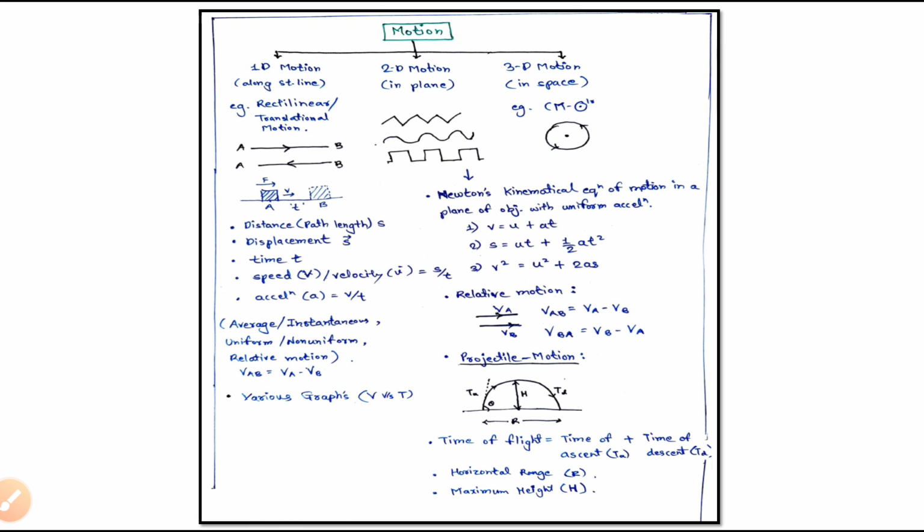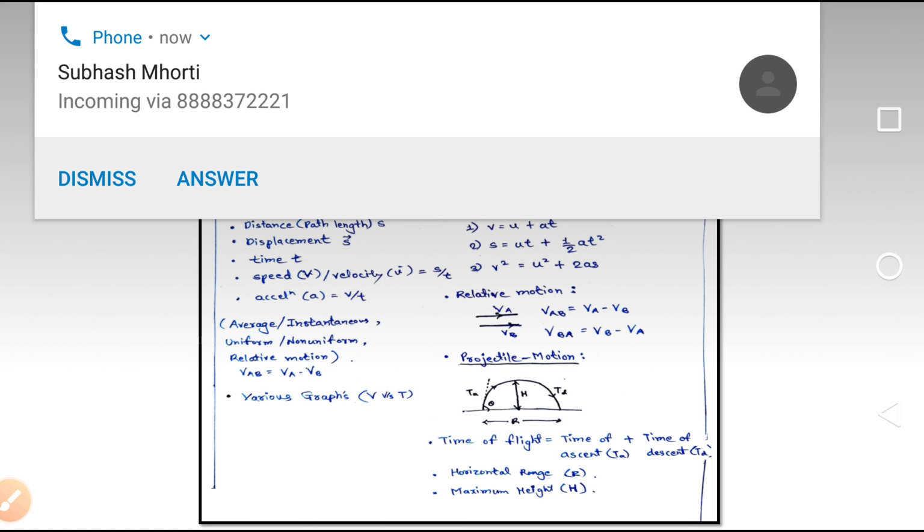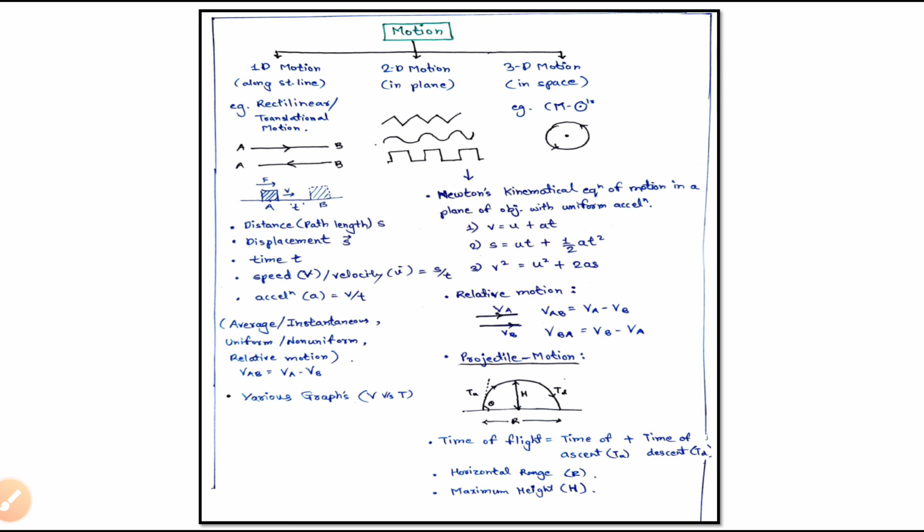After that we also studied average speed and average acceleration. It was just a calculation of summation over a large number of values. And instantaneous speed, instantaneous velocity and instantaneous acceleration were the values of that particular physical quantity at a particular given instant of time.